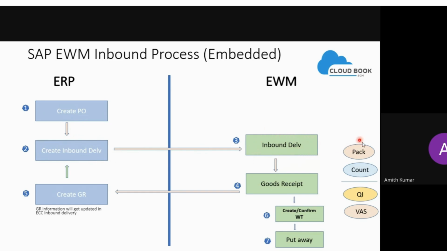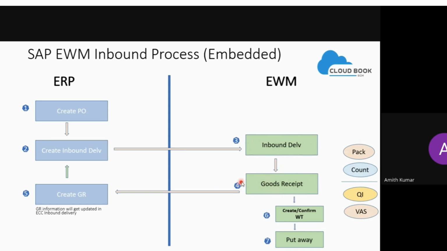Now, there could be a lot of different steps available in between. We can go through this in detail, but just to give you an overview, let's say we have received an inbound delivery. So what will users do now? They will perform the goods receipt. They will perform the unloading. Right after unloading is performed, what will happen?